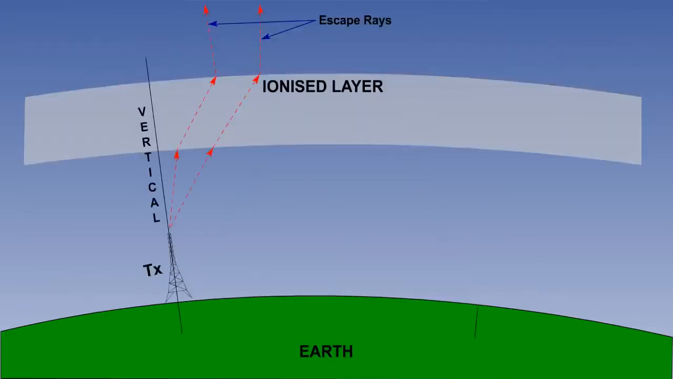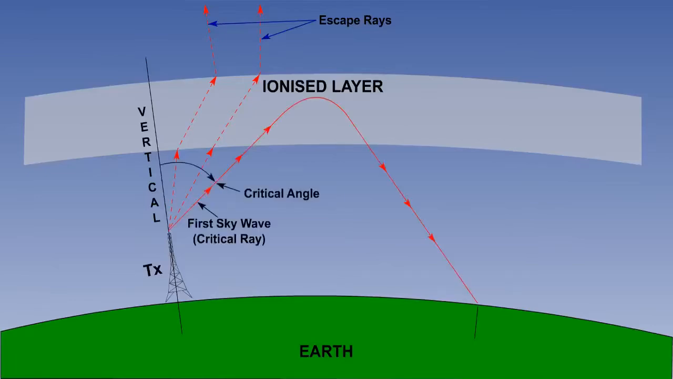Radio waves do not always refract and return to Earth somewhere. The angle at which the aerial points is critical. If the wave is transmitted vertically, it may pass straight through the ionosphere and out to space. By increasing the angle from the vertical, an angle is reached called the critical angle when refraction occurs, and this is called the first returning sky wave.